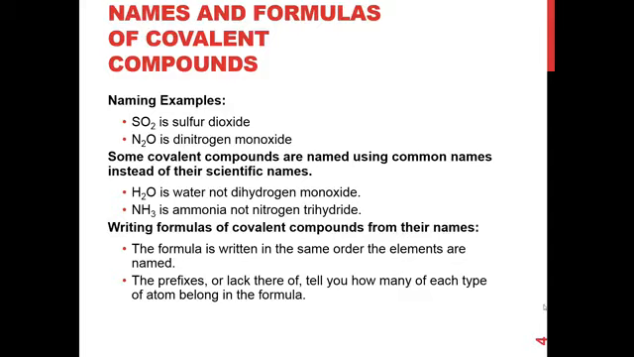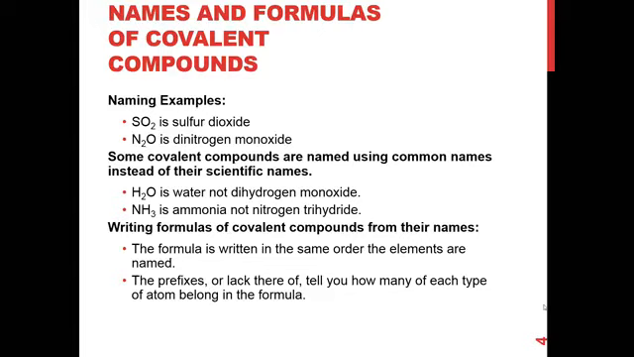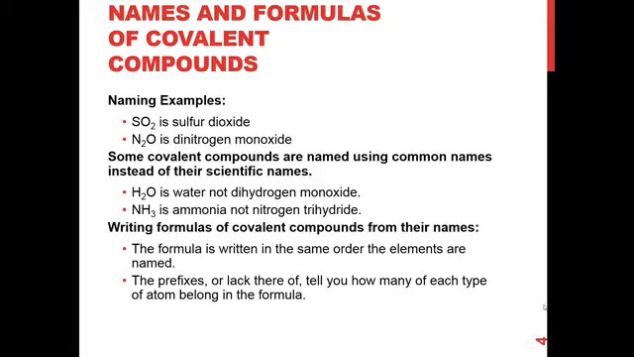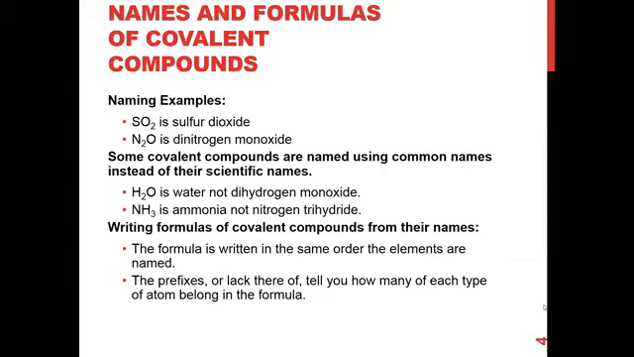Finally, in terms of writing the formula of a covalent compound, it's really easy because the prefixes, or lack thereof, in the name really tell you what the formula of the compound is. Okay? The formula is written in the same order as the name is given. So if you have sulfur dioxide, you have one S and two O's. So the formula is SO2. Writing formulas of covalent compounds is probably the simplest thing we do in terms of nomenclature in chemistry. Let's just look at a couple examples to make sure we're all on the same page.